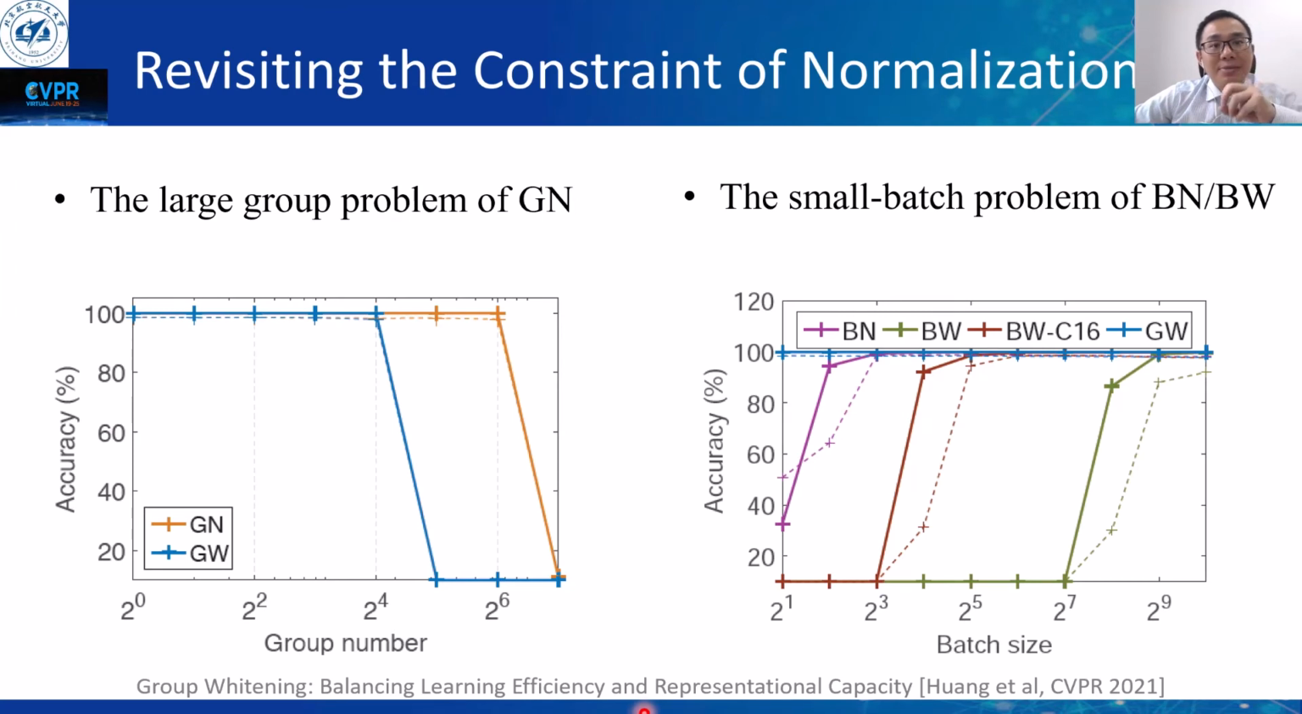Huang et al. experimentally showed that group whitening or group normalization has significantly degraded training performance when the group number is large, which is similar to the small batch size problem of batch whitening or batch normalization. They attribute this to the constraints on the output imposed by the normalization operation, which affect the model's representational capacity.